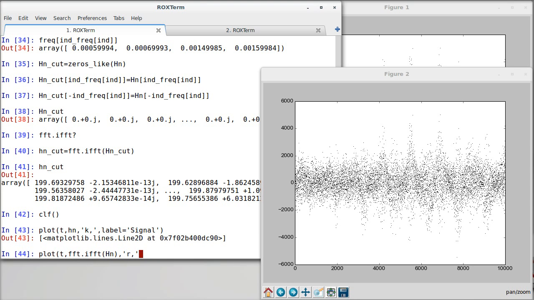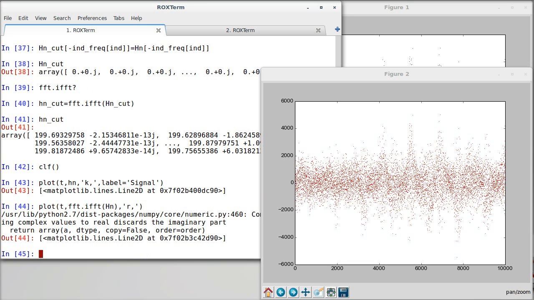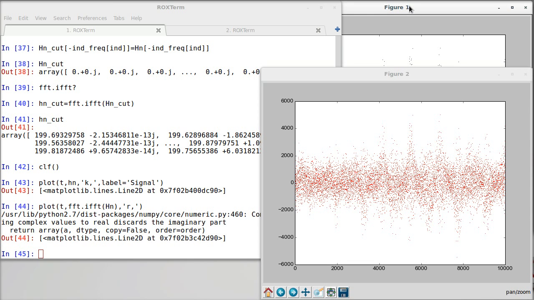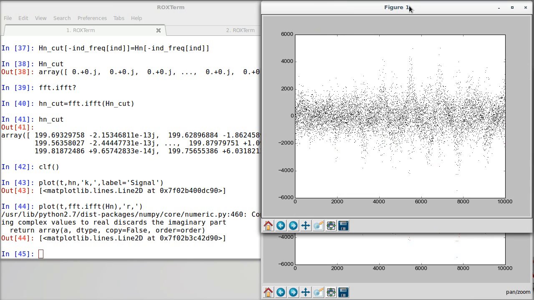We don't really need labels on this. Capital HN was a Fourier transform. If I inverse Fourier transform this, it should give me HN back, up to potentially some scaling. So we do that. It warns me about imaginary parts, but don't worry about that. We were really dealing with a real signal, so we could have used a real Fourier transform here. We've just chosen not to. Anyway, we see that it lies right on top. So the inverse Fourier transform does the right thing. It rescales things correctly.